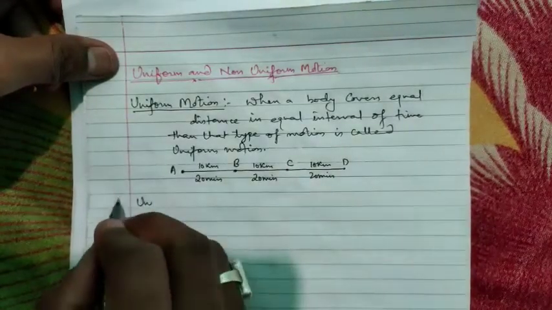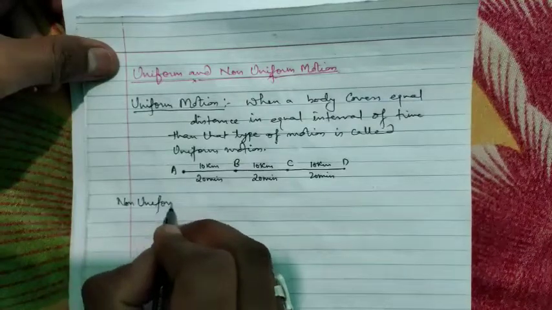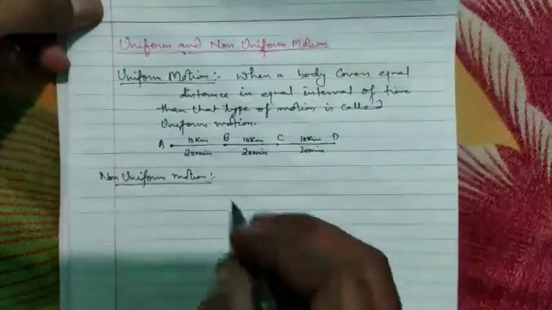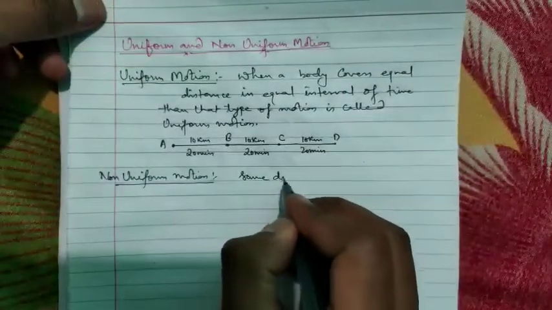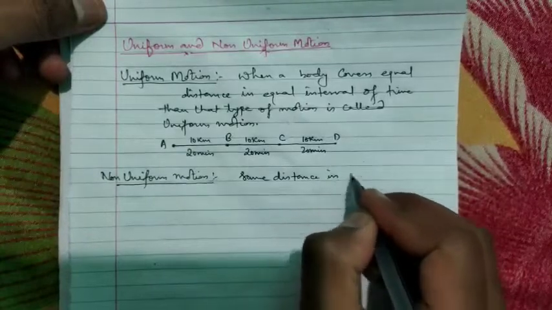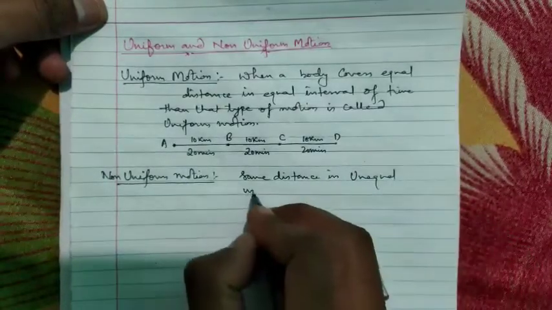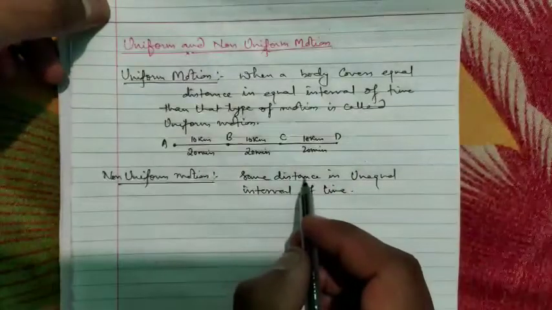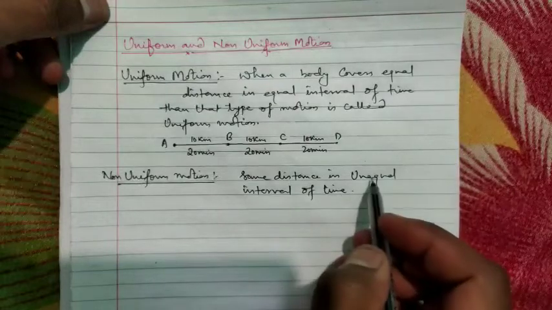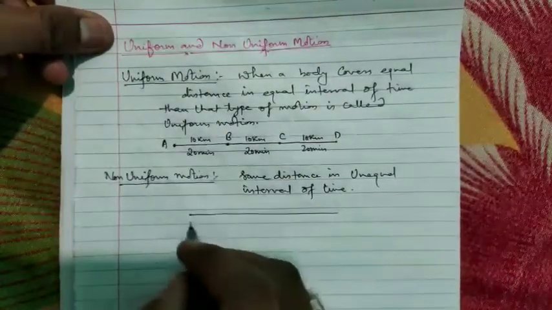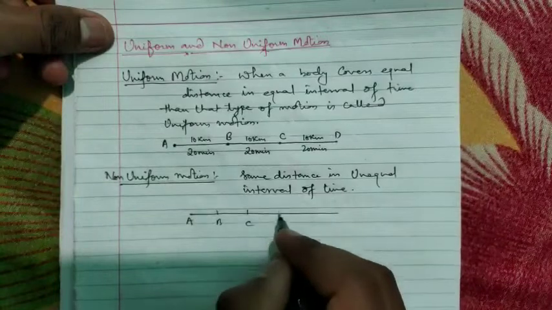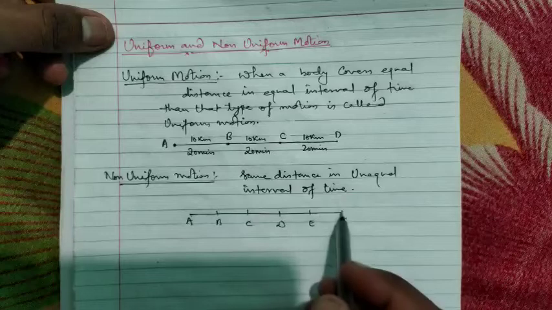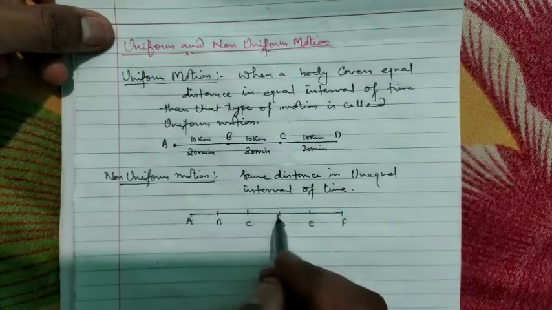Similarly, non-uniform motion is one in which the same distance is covered in unequal intervals of time. If a body covers the same distance, it means the distance is the same but the time interval is different. We can say that there are points A, B, C, D, E, F. A body has to travel from A to F. Certain points we have taken: B, C, D.